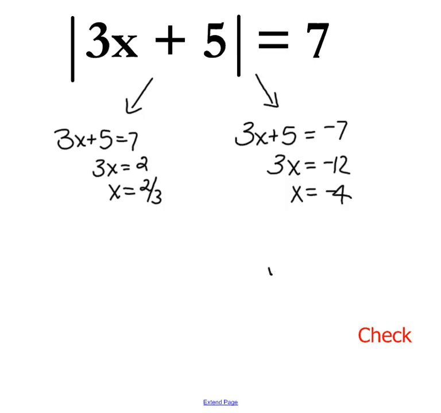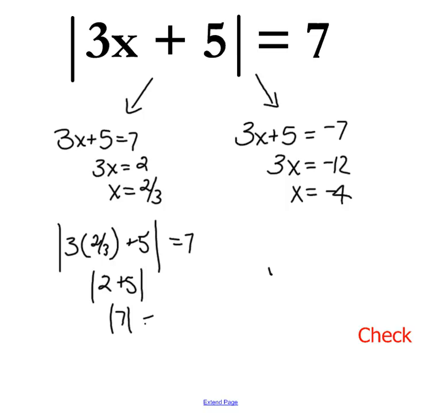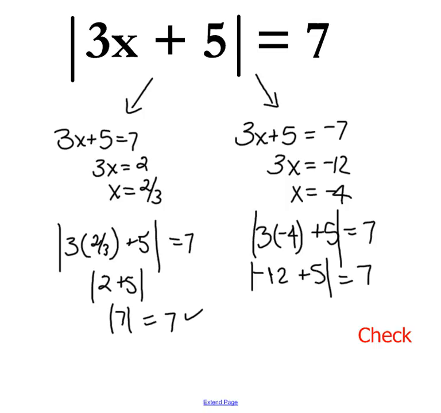So I'm going to go ahead and I'm going to say, is it true that the absolute value of 3 times 2/3 plus 5 equals 7? Well, 3 times 2/3 is 2. 2 plus 5 is 7, and the absolute value of 7 equals 7. Okay? On the other side, for x equals negative 4, I get 3 times negative 4 plus 5. So is negative 12 plus 5 equal to negative 7? Yes, the absolute value of negative 7 equals 7.